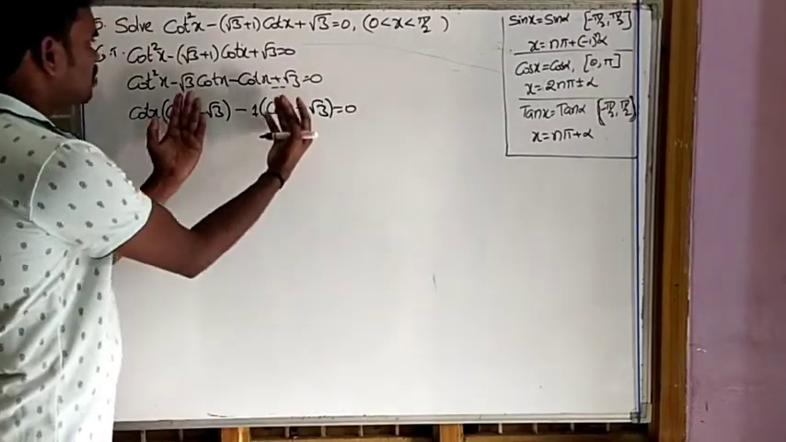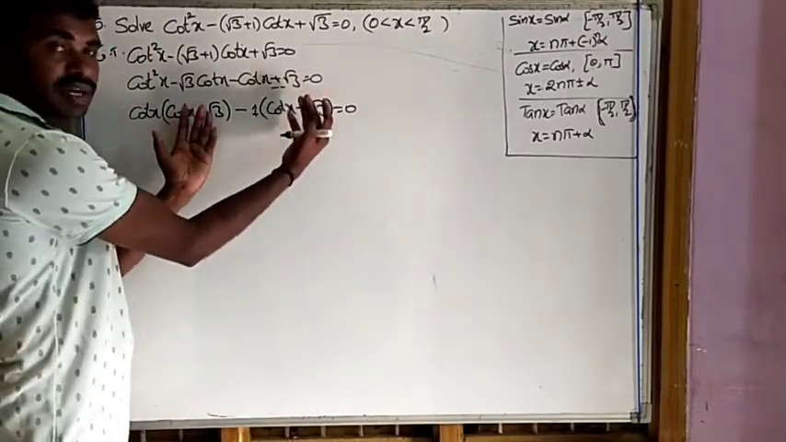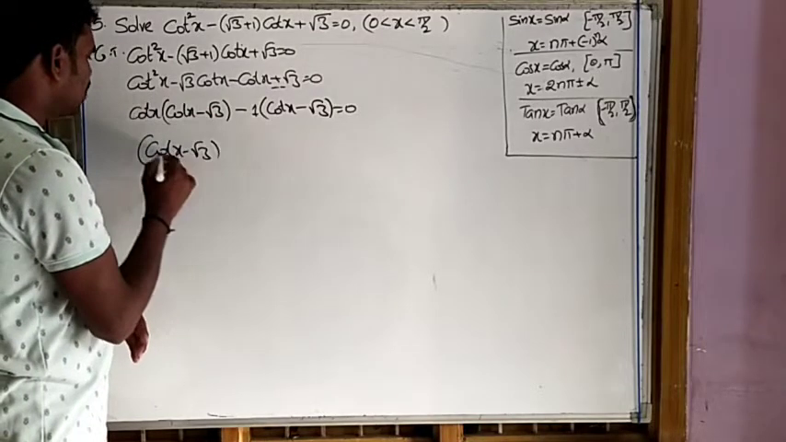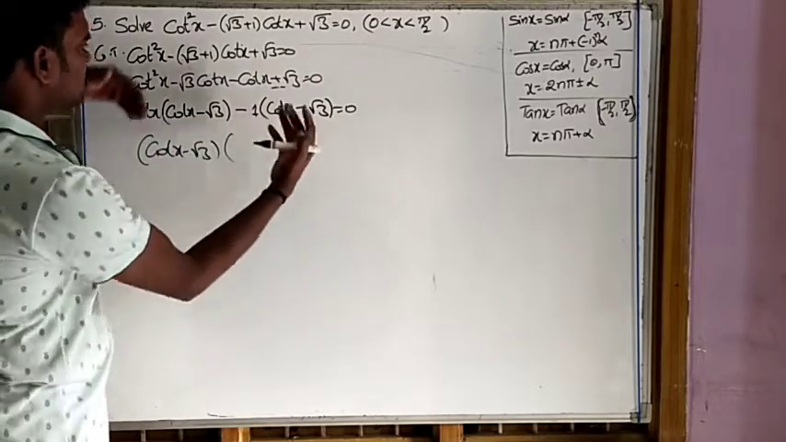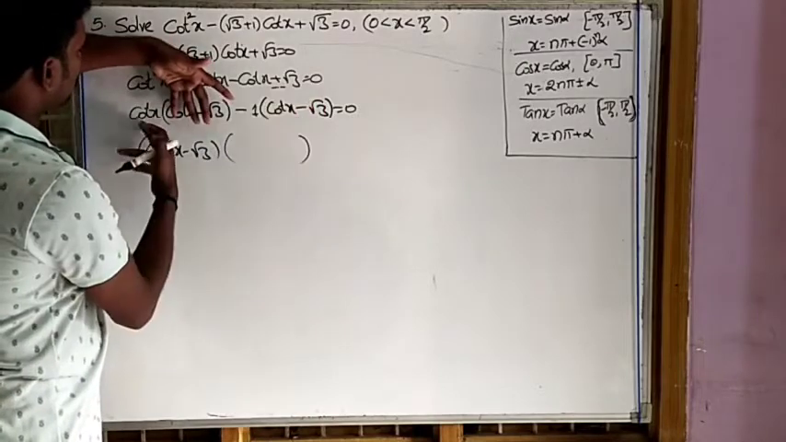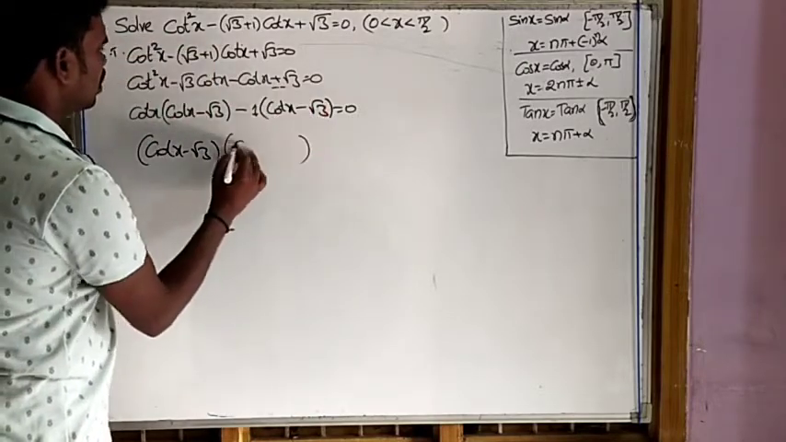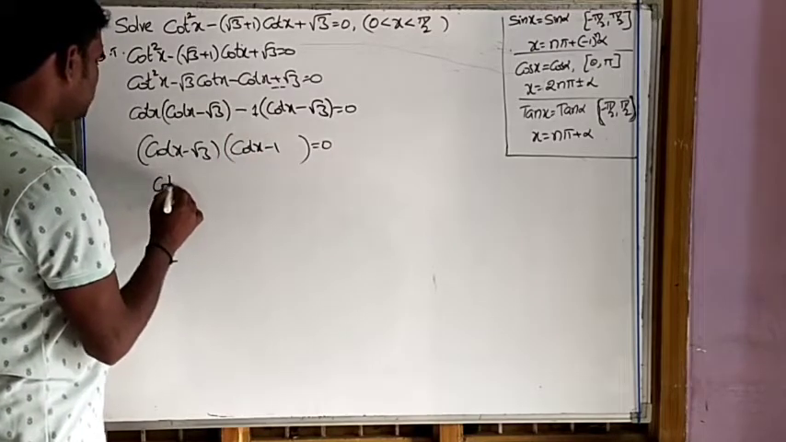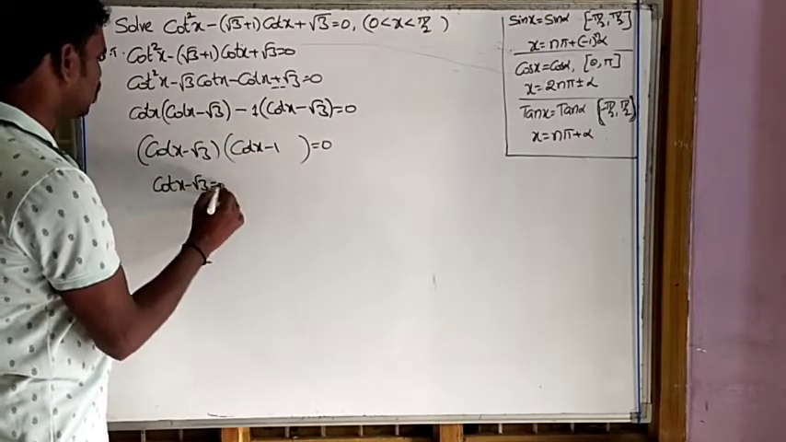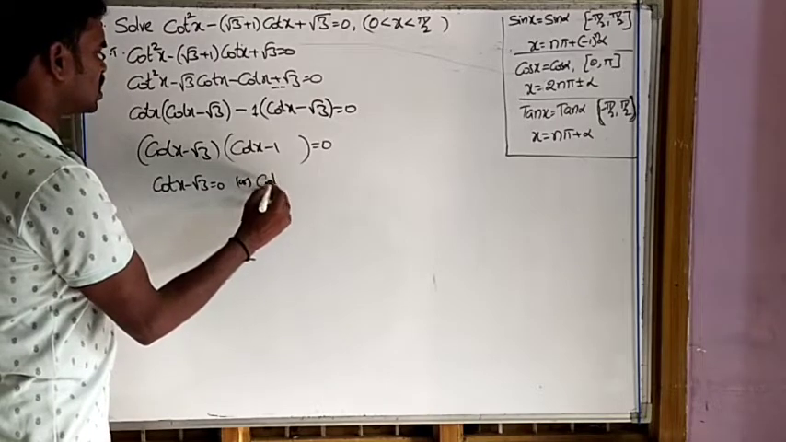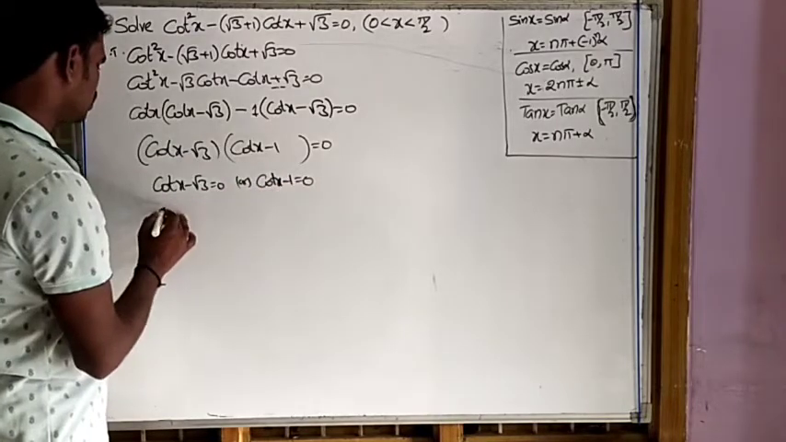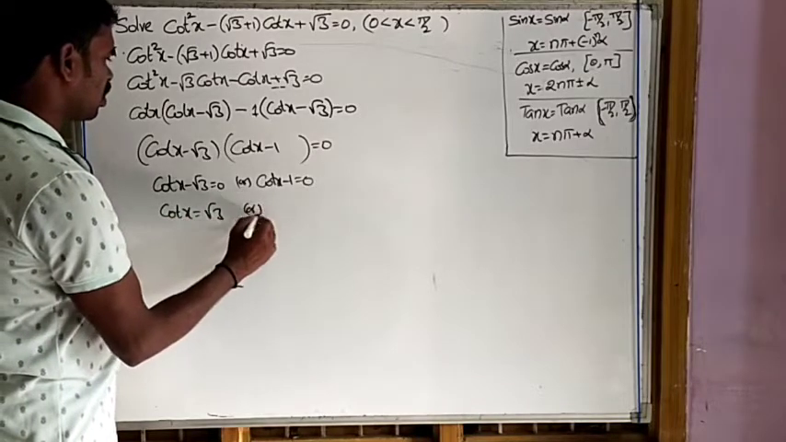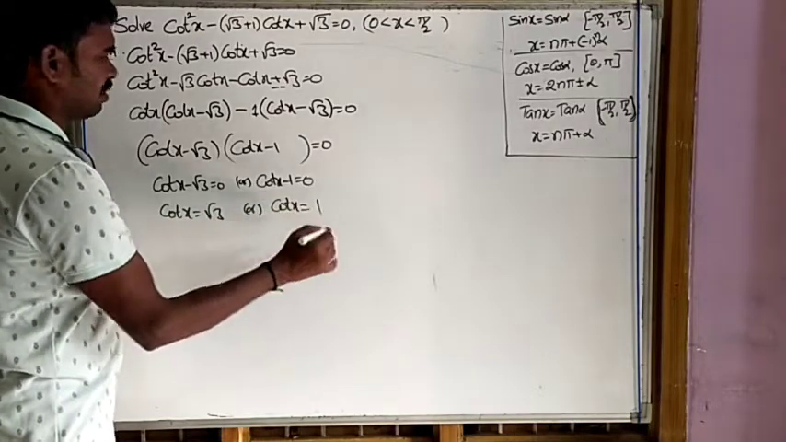And in both terms again cot x minus root 3, the same term. So take cot x minus root 3 common. Then what are the remaining terms? By taking these two common, remaining cot x and here remaining minus 1. So cot x minus 1 equal 0. That means cot x minus root 3 equal 0 or cot x minus 1 equal 0. So then cot x is equal to root 3 or cot x is equal to 1.